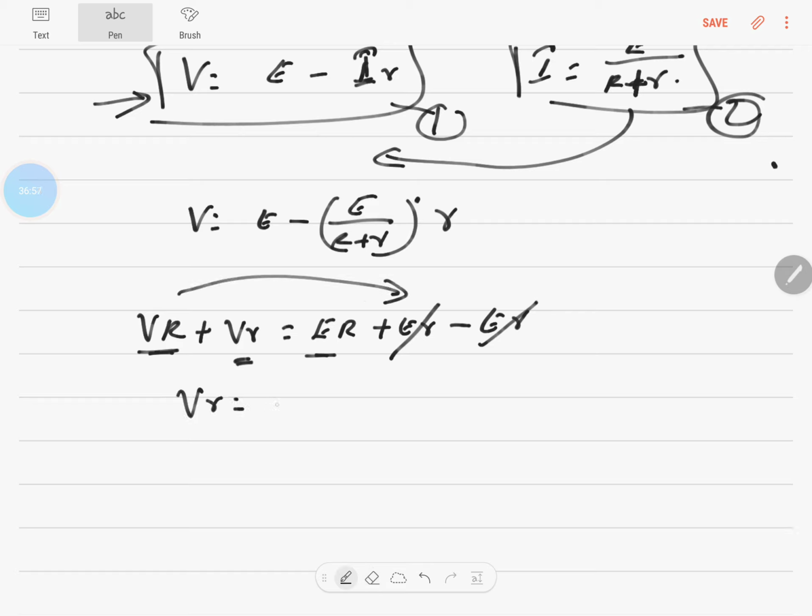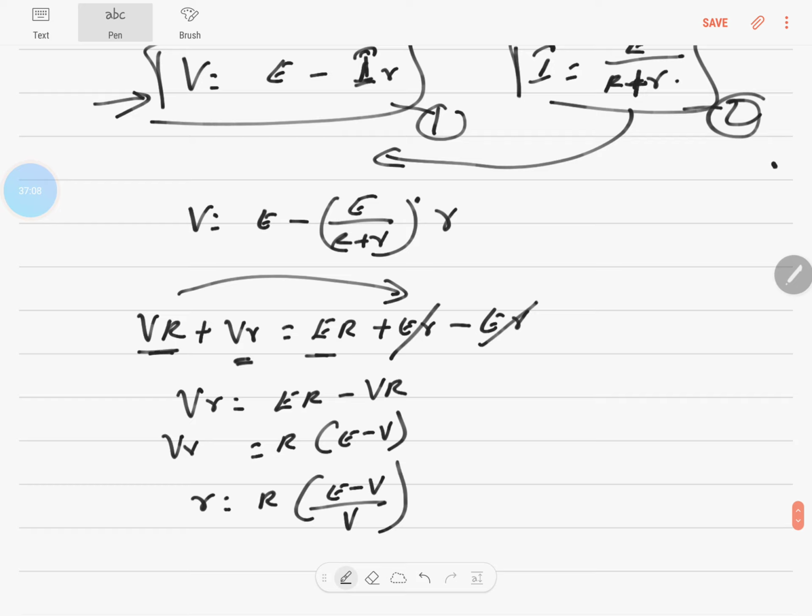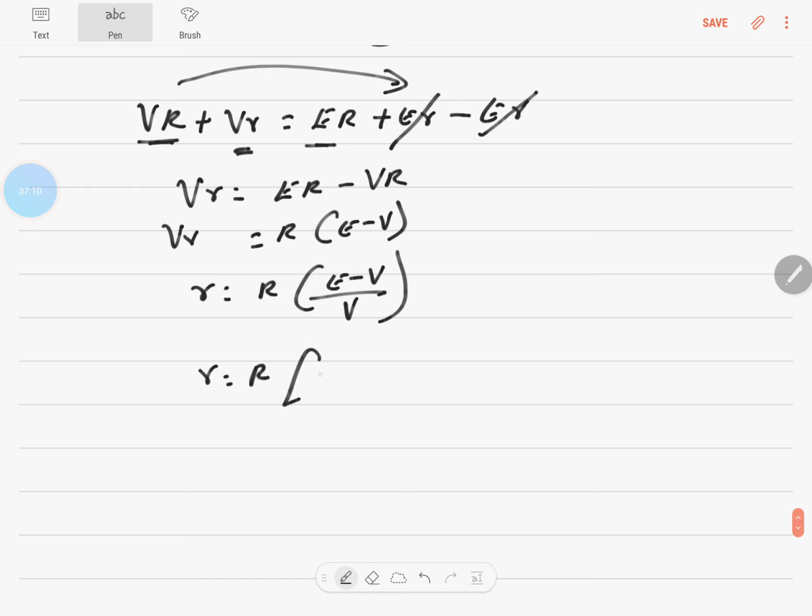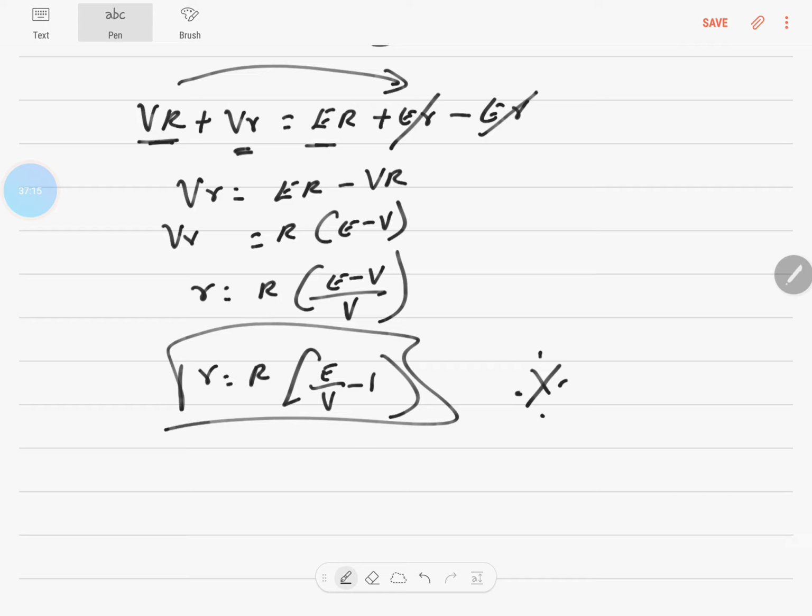So Vr is equal to ER minus VR. So R into E minus V. So small r is equal to capital R into E by V minus V by V. Small r is equal to capital R into E by V minus 1. A very, very important final formula that you've got to remember. Internal resistance of the battery will be equal to the external resistance times E by V minus 1. What is E? EMF of the battery. What is V? The terminal potential difference. So this formula again is very, very important.